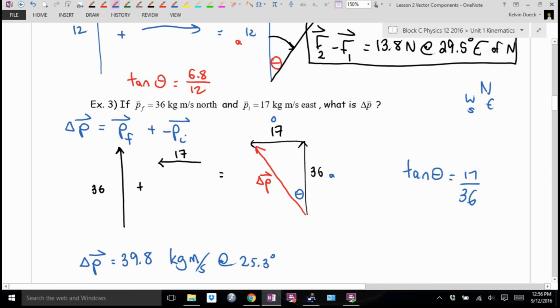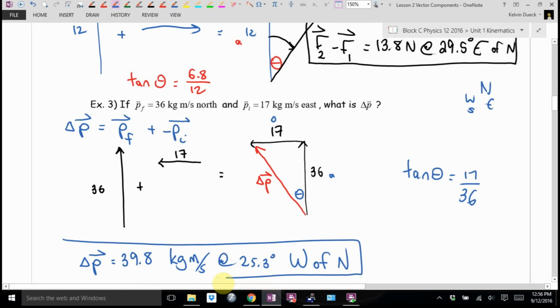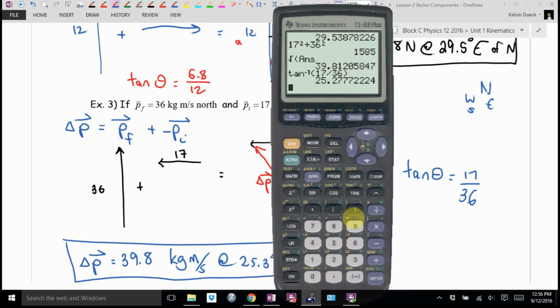What of what? North of south, east of west. What of what? West of north. And also, Courtney, remember, for each angle, there's always two answers. I would also accept 64.7 degrees north of west.